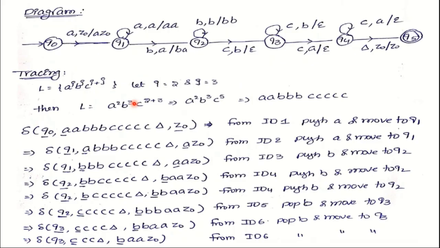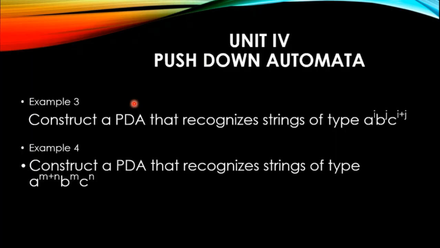In the same way, now you can consider some assignment problem or some homework problem. Construct a PDA for the language that recognizes the strings of type a^(m+n) b^m c^n. So that means here a's can occur m plus n times, b's can occur m times and c's can occur n times. So when reading m plus n number of a's, perform the push operation. When reading m number of b's, perform the pop operation. When reading n number of c's, then also perform the pop operation. Then stack will be balanced.